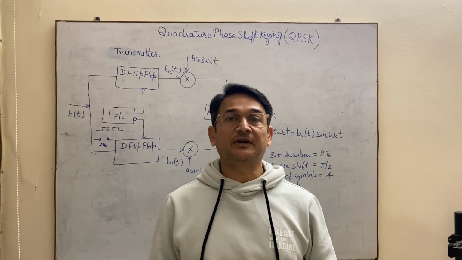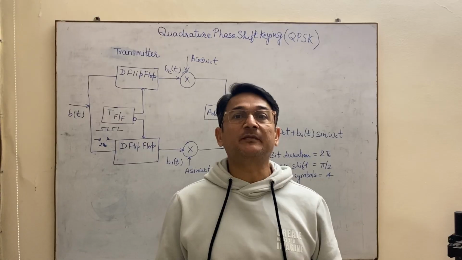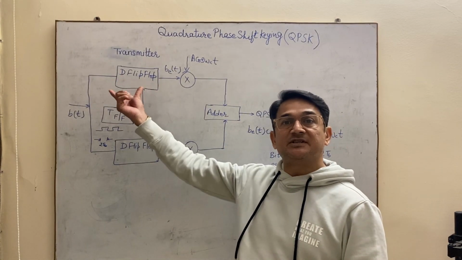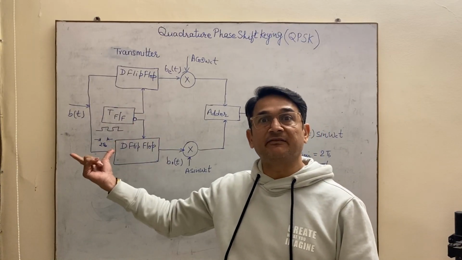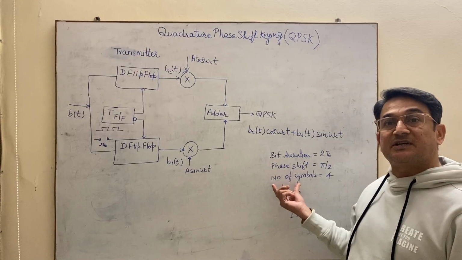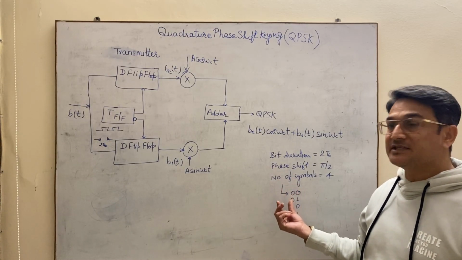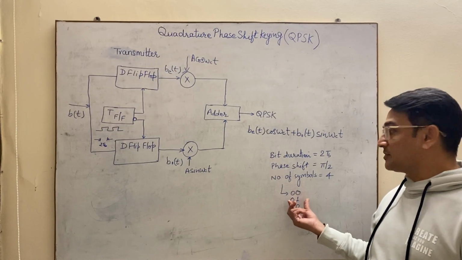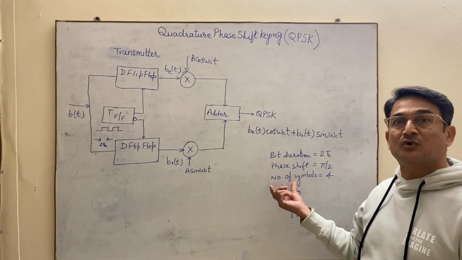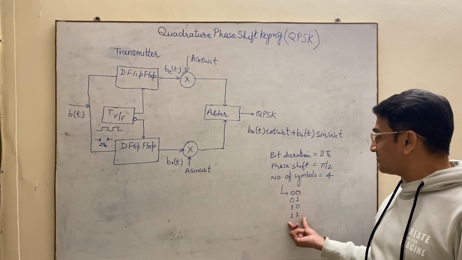In this video, we are going to discuss quadrature phase shift keying, which is a modification of binary phase shift keying. In binary phase shift keying, we transmit bit 0 and bit 1 with 180-degree phase shift. Here, we are combining bit 0 and bit 1 and producing various symbols. When you combine bit 0 and 1, you get four symbols: 0 0, 0 1, 1 0 and 1 1. So instead of two symbols 0 and 1, now you are transmitting four symbols: 0 0, 0 1, 1 0 and 1 1.